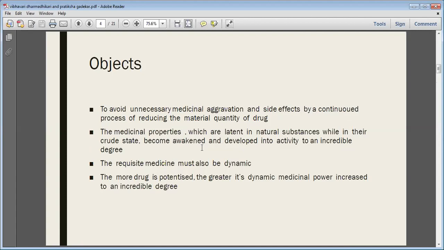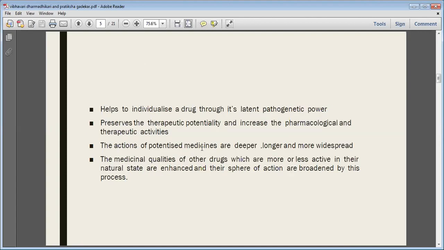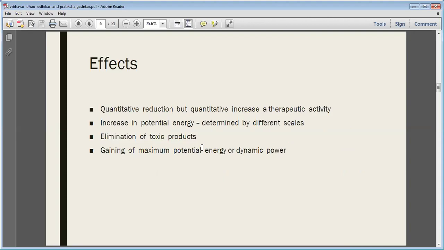If we are getting all these advantages, if we are not getting the side effects, if we are not getting unnecessary aggravation, if it becomes dynamic in nature, if it is broad spectrum, its pharmacological and therapeutic activities are aroused, and that medicine acts deeper and longer, then why should we not do the dynamization? Hence the different followers and pioneers are using this potentization. Then what are the effects of this potentization, what are we getting by doing it? The quantitative reduction but qualitative increase of the therapeutic activity of that drug.